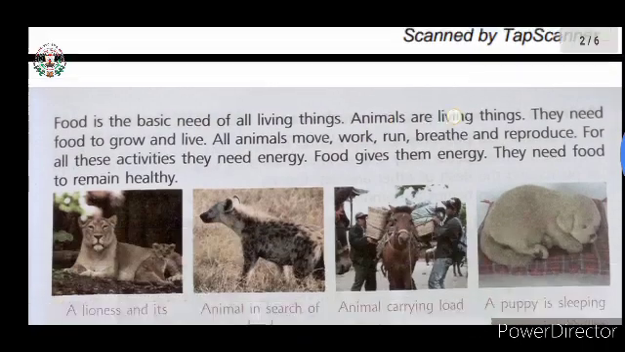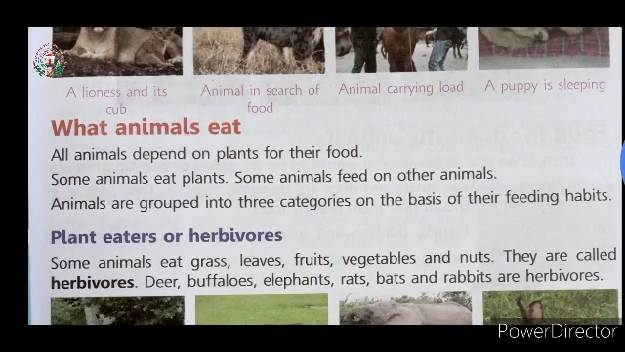Children, animals are grouped into three categories on the basis of their feeding habits. First one is your plant eaters or herbivores. Some animals eat grass, leaves, fruits, vegetables and nuts, so they are called herbivores. Deer, buffaloes, elephant, rats, bats and rabbits are herbivores.